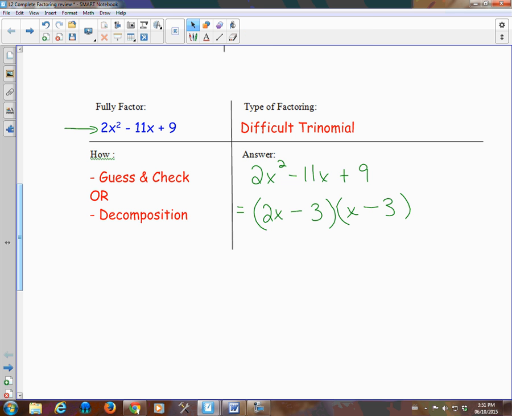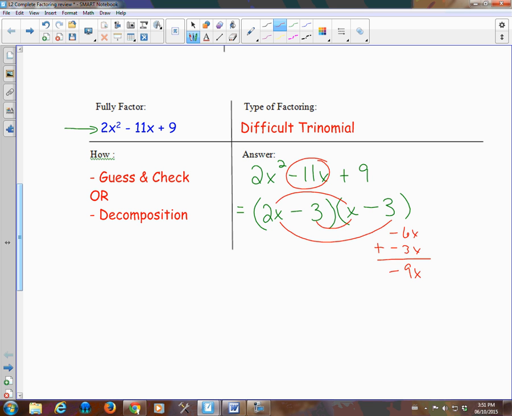So now comes the check part. So I know my 2x squared works. I'm going to do some FOIL. 2x times negative 3 is negative 6x, and negative 3 times x is negative 3x. And when I add them together, I get negative 9x, and I want negative 11. So the moral of the story is I guessed wrong. So we have to try something else. So we start again.